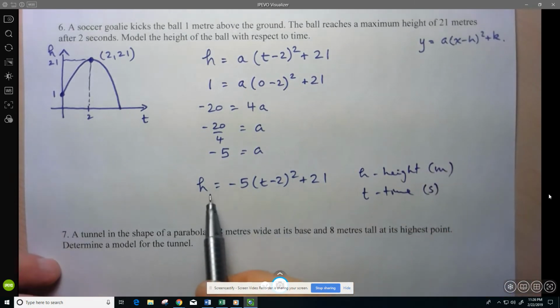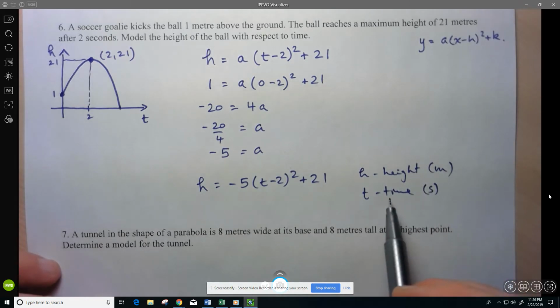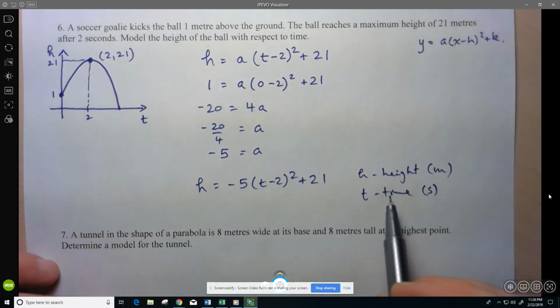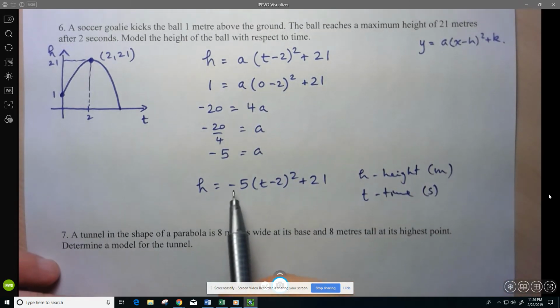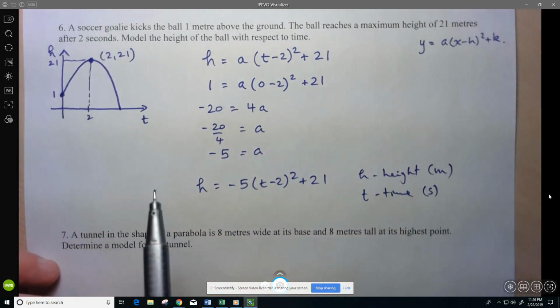Now, anytime we're creating an equation, we really should be specifying what our variables represent. All right, and by the way, I don't think we should be too surprised that our a value is negative since we have a downward facing parabola.